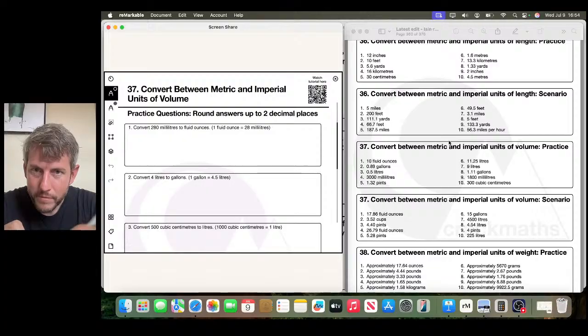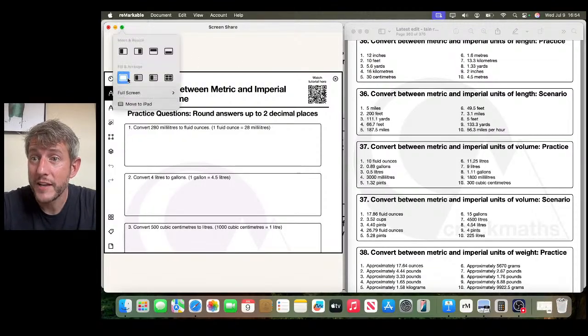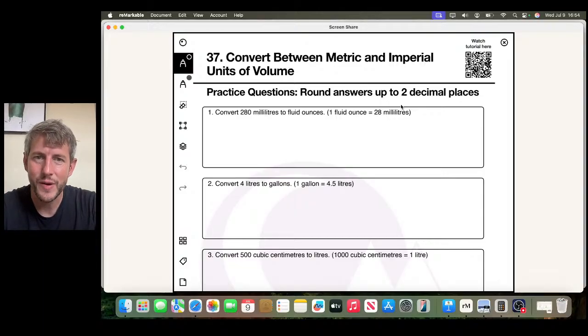Right. Okay. Let's now have a look at these. These questions are all the same principle actually: converting between metric and imperial units of volume. The main thing that makes this useful is knowing about the different units of volume. Here we've gone up to 2 decimal places, which is interesting because the last one was 1. But it's a good skill to practice doing 2 and sometimes doing 1. So let's get started.